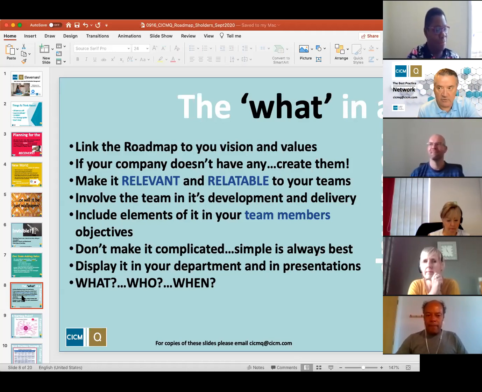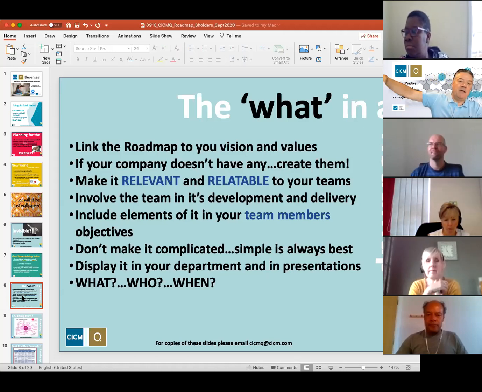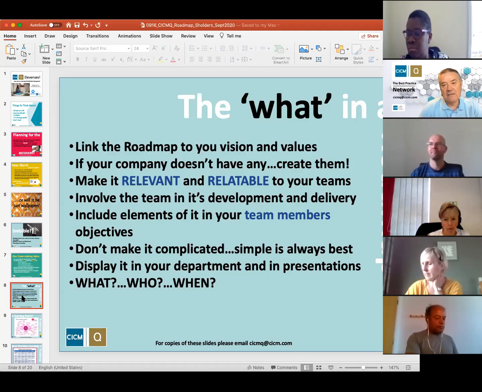so they understand what you're trying to do, and also involve them in the development and the delivery of it. Include elements of that in your team's objectives. Don't just assume that it'll happen. If there are certain elements in people's objectives, you've got to make sure that they understand what they are. But as I said earlier, don't make it complicated. Keep it as simple as possible.